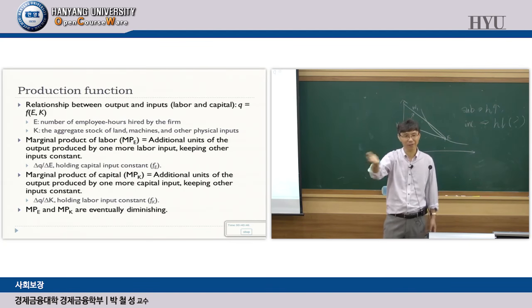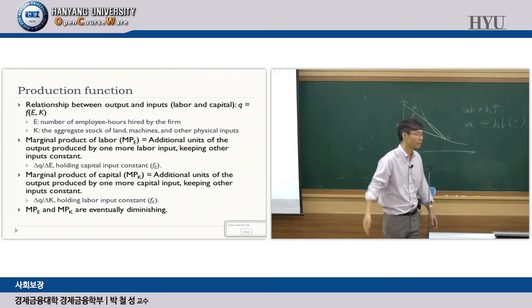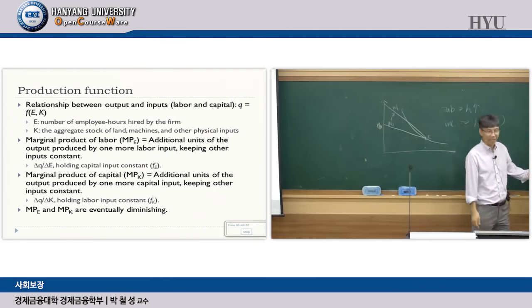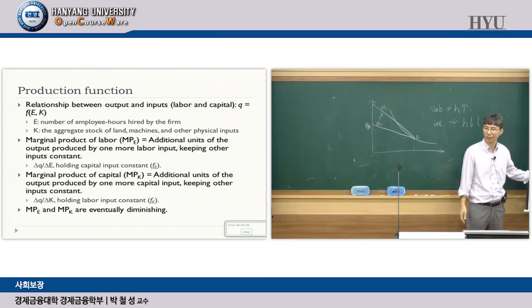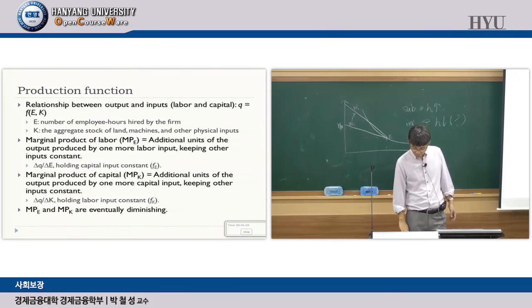But obviously in the real world, there are big companies, but we don't have companies of infinite size. A lot of companies are actually much smaller. So in a way, it's evidence that MPE or MPK must be diminishing at some point. So anyway, we can assume that MPE and MPK are eventually diminishing.